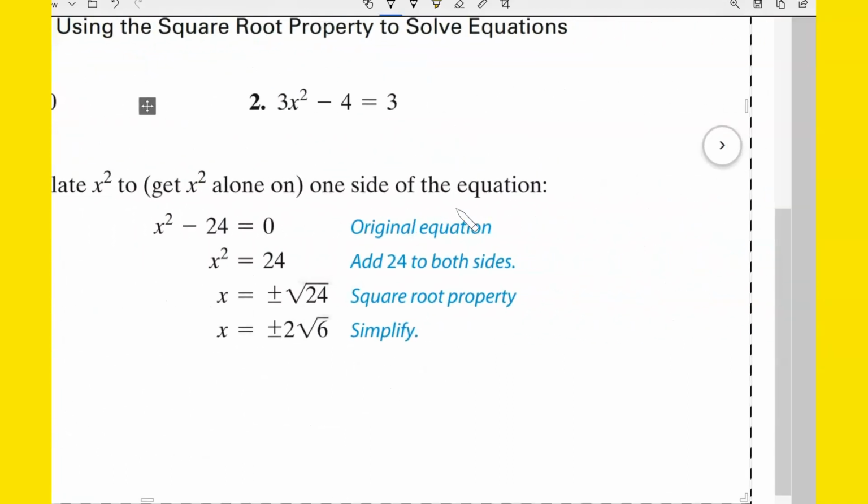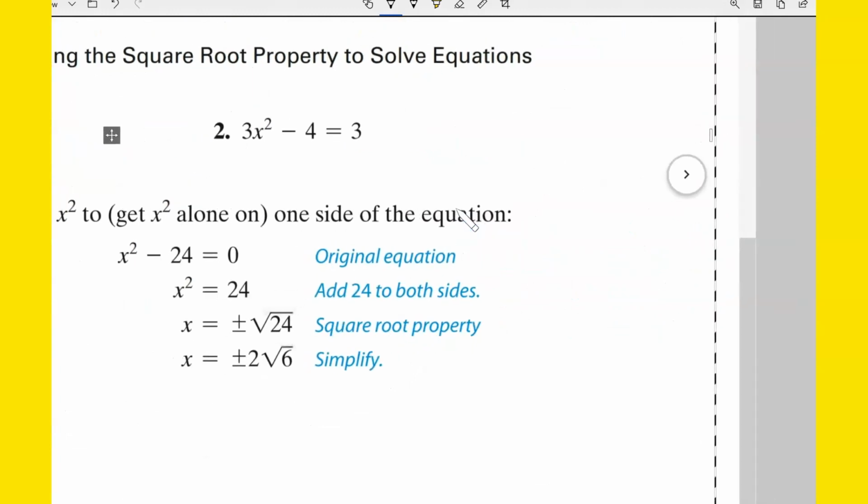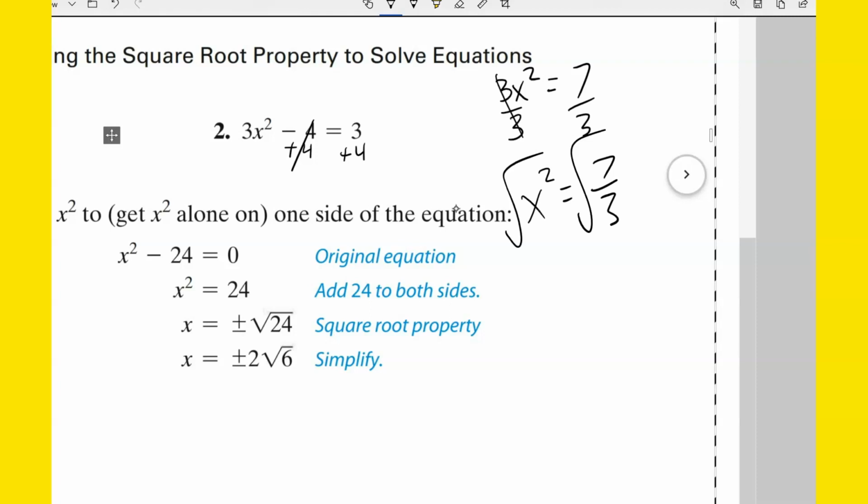All right, next example. 3x squared minus 4 equals 3. I've got to get the x by itself. The first thing I'll do is get rid of that minus 4 by adding 4 to both sides. That gives me 3x squared equals 7, because 3 plus 4 is 7. Now I've got to get rid of that 3. How do I get rid of it? The 3 is multiplying with the x squared, so I divide by 3 on both sides. x squared equals 7/3.